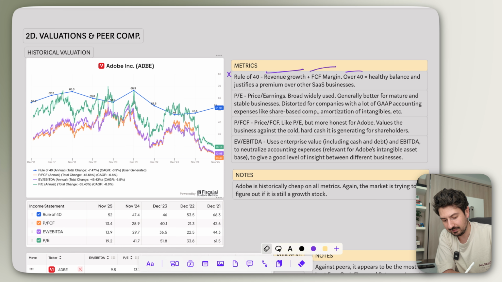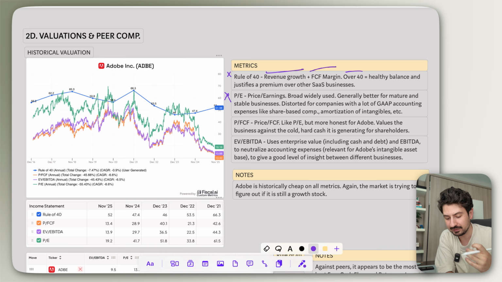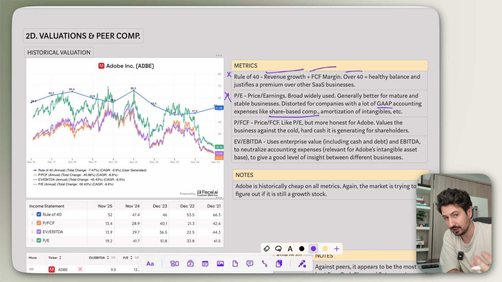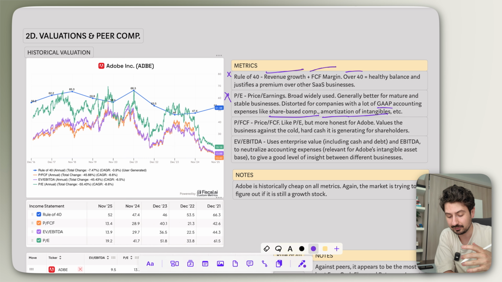The other one is the price to earnings ratio. I like to include this because it's the broad hammer you can use to evaluate a lot of different businesses against each other. It's generally better for mature and stable businesses, but it can be distorted for companies like Adobe with a lot of GAAP accounting expenses like share-based comp, which Adobe has, and amortization of intangible assets, which Adobe also has.